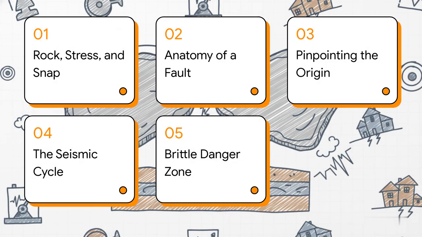So to get the whole picture, we're going to start small with the physics of a single rock and then zoom all the way out to the forces that shape our planet. We'll look at the basics of rock, stress, and snap, the anatomy of a fault, how we pinpoint an earthquake's origin, the huge, repeating seismic cycle, and finally the Earth's brittle danger zone, where these quakes are actually born.